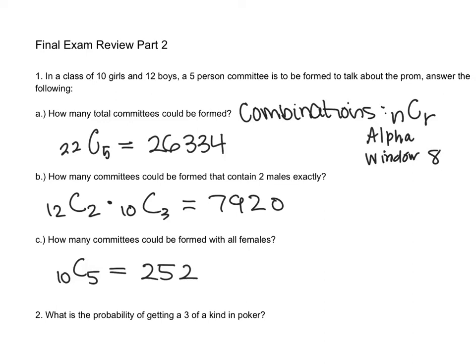Notice how B and C were asking for how many committees and not what's the probability. If I wanted to find the probability in either B or C, I would just take the value I got for how many committees and divide it by how many total committees can be formed. And that would give me the probability of getting a committee with exactly 2 males and the probability of a committee that's all females.